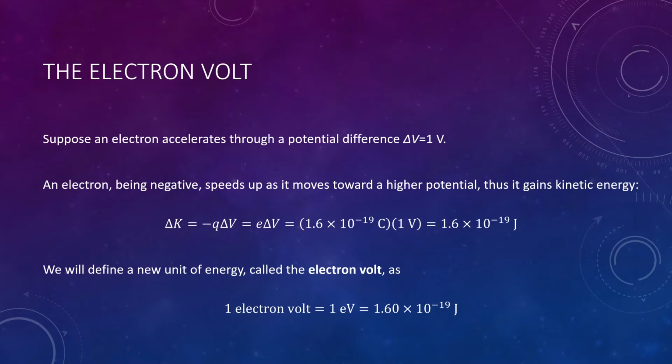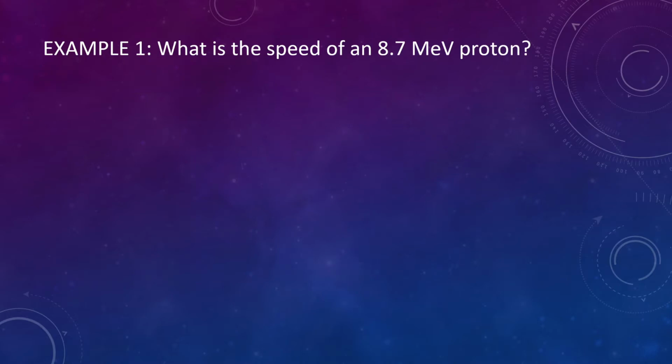So I'm purposely giving you a simpler example that has this conversion involved. So let's jump into it. Example 1, very basic problem. It just says, what is the speed of an 8.7 MeV proton? Now, keep in mind, M is a prefix. That means mega. So this is an 8.7 mega electron volt proton.